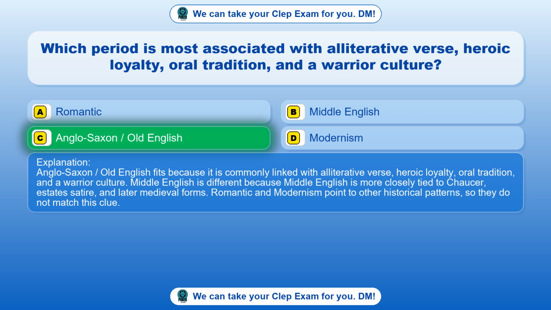Anglo-Saxon/Old English fits because it is commonly linked with alliterative verse, heroic loyalty, oral tradition, and a warrior culture. Middle English is different because Middle English is more closely tied to Chaucer, estates satire, and later medieval forms. Romantic and modernism point to other historical patterns, so they do not match this clue.